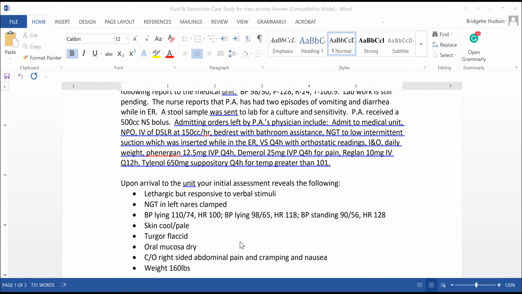Okay. Oral mucosa dry, again, dehydration. So she's had 2 bouts of vomiting and 2 bouts of diarrhea in the emergency room. Okay.